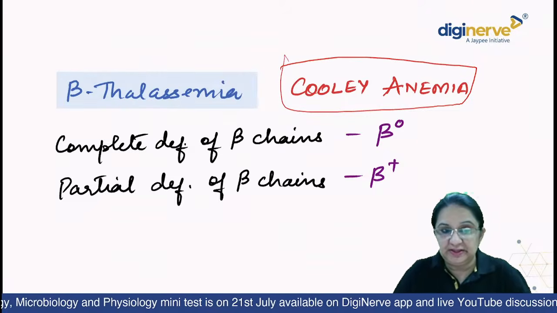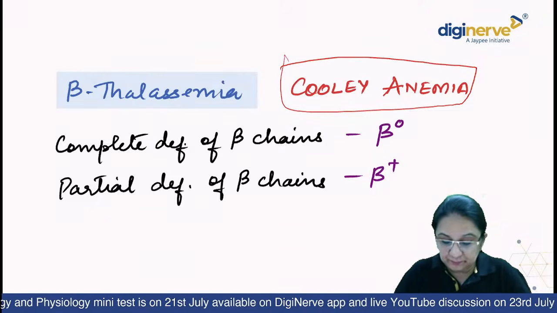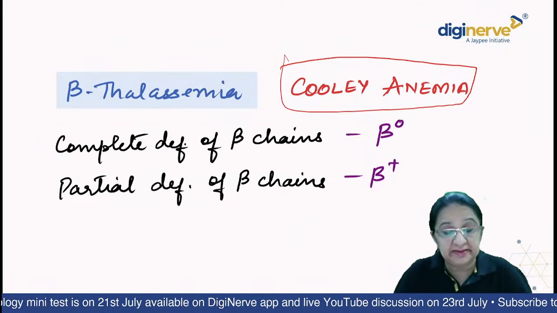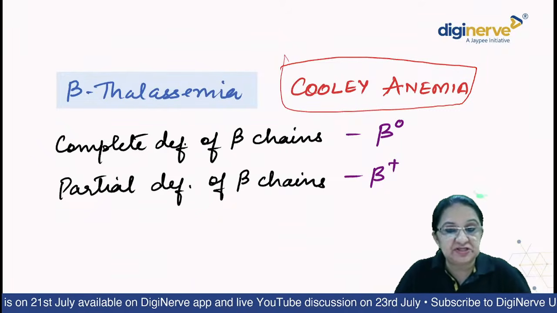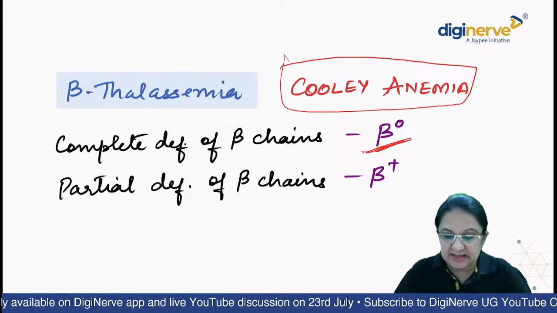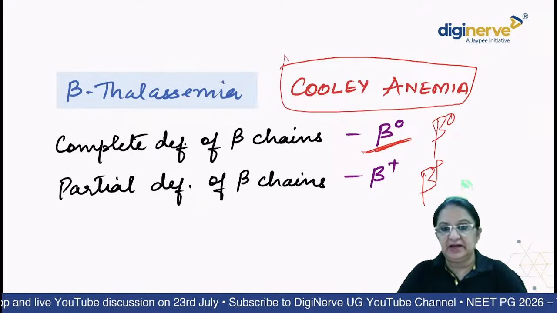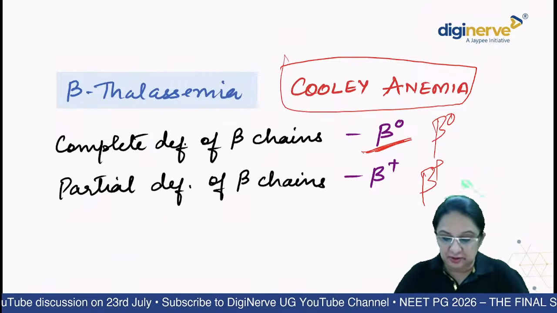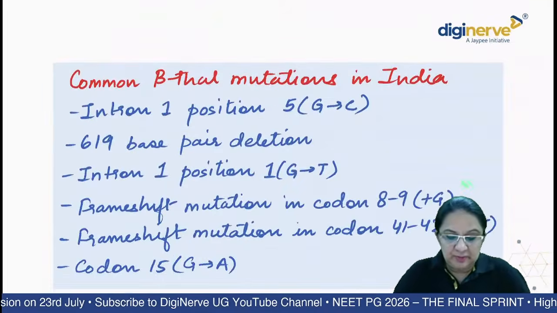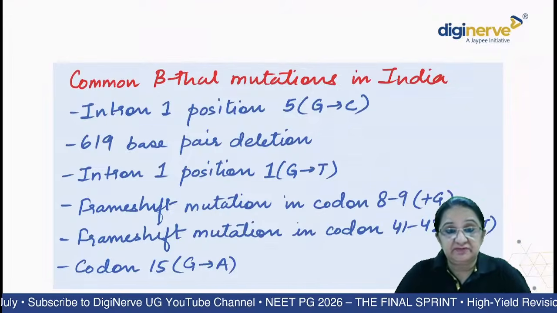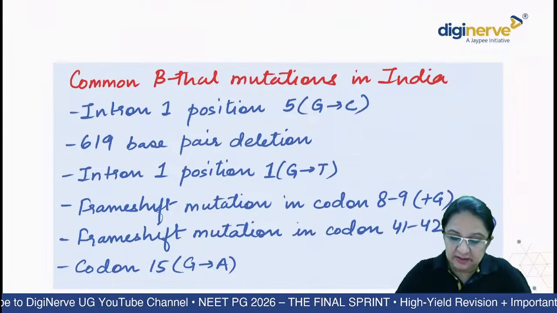We all know about thalassemia, or Mediterranean anemia, right? Mediterranean disease, sorry. Complete deficiency of beta chain is represented as beta 0. Partial deficiency is represented as beta plus. All right. Now, common beta thalassemia mutations that we see in India are these.